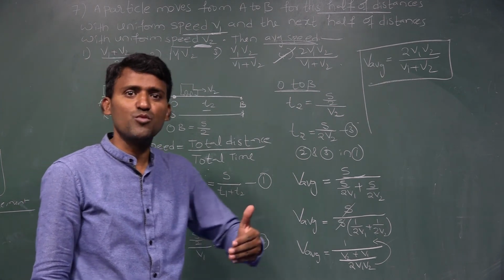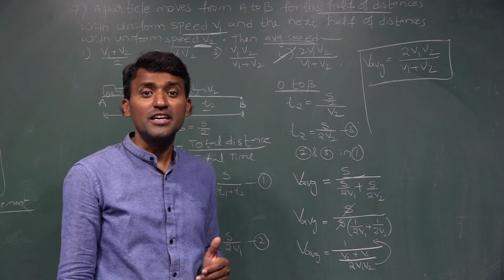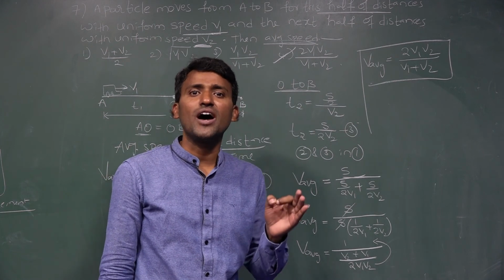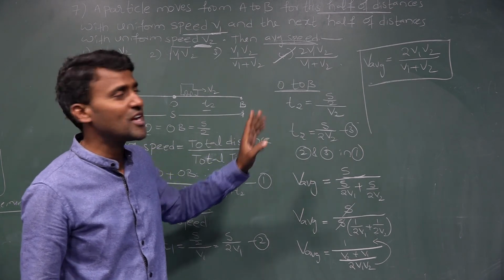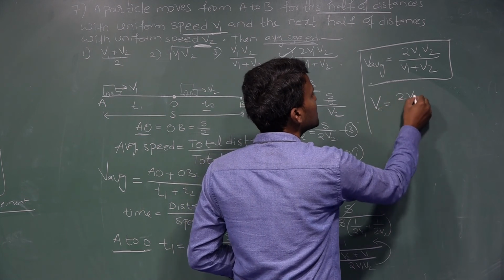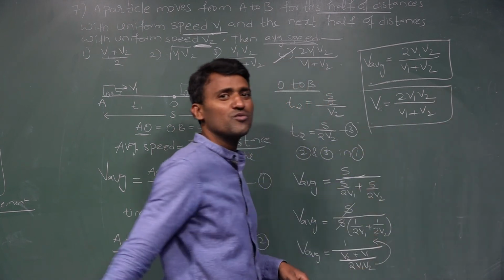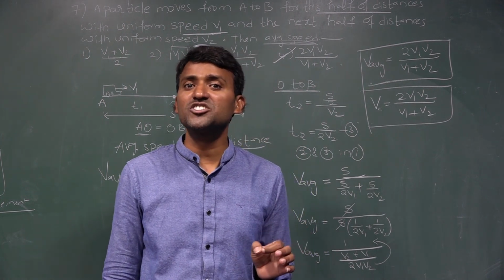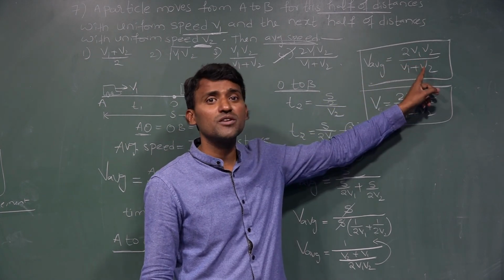I want to extend this problem somewhat. What if we want to calculate the average velocity? Along a straight line, average speed is equal to average velocity, so the average velocity also gives the same answer, 2v1v2 divided by v1 plus v2. In the previous problem, for a round trip, the average velocity is equal to 0, while the average speed we got is 2v1v2 divided by v1 plus v2.